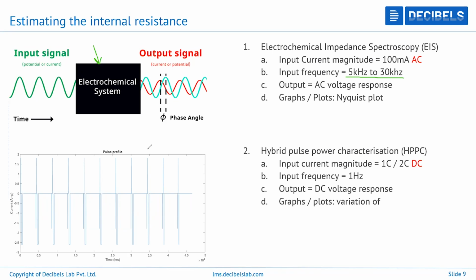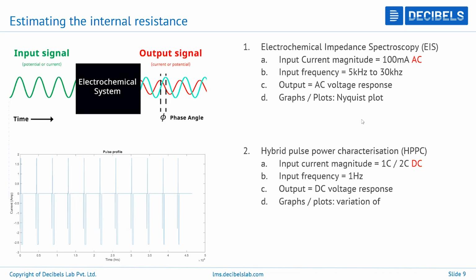You can do it on either level. And then as output, you will analyze your potential response, or you can say your voltage response. Based on that, you go for what is called a Nyquist plot. Nyquist plot is a separate topic by itself. It cannot be covered in the time that we have right now.